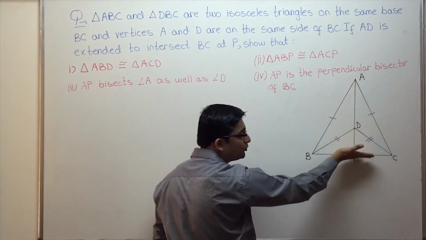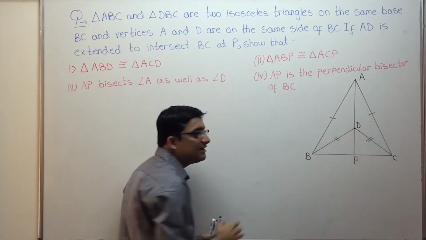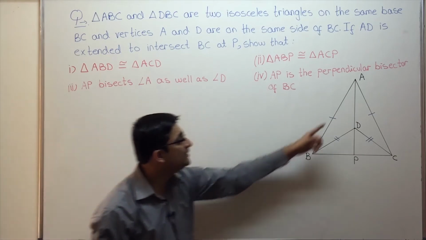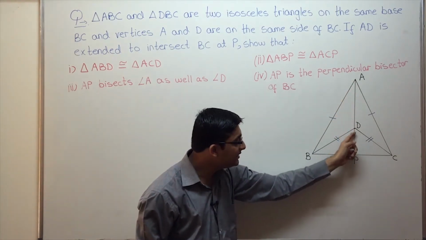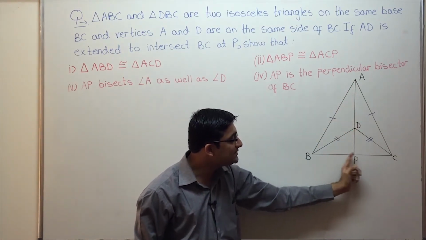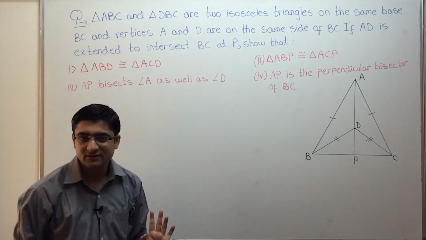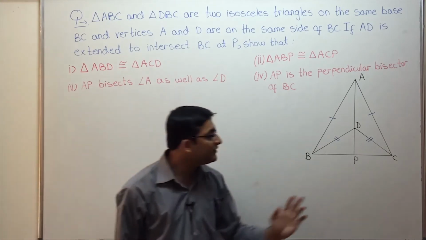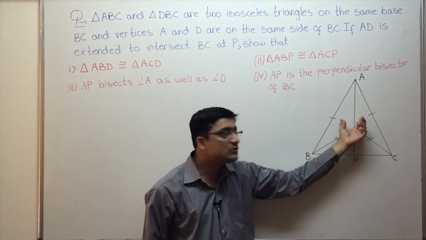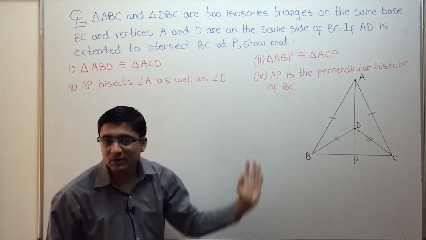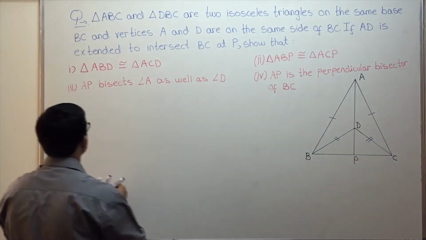Vertices A and D both are above BC, so vertices A and D are on the same side of BC. If AD is extended to intersect BC at P, then we have to show the following four things, right? So basically what we have in our figure, we have two isosceles triangles on the same base BC. Based on this, we have to show all these things. So let's begin.